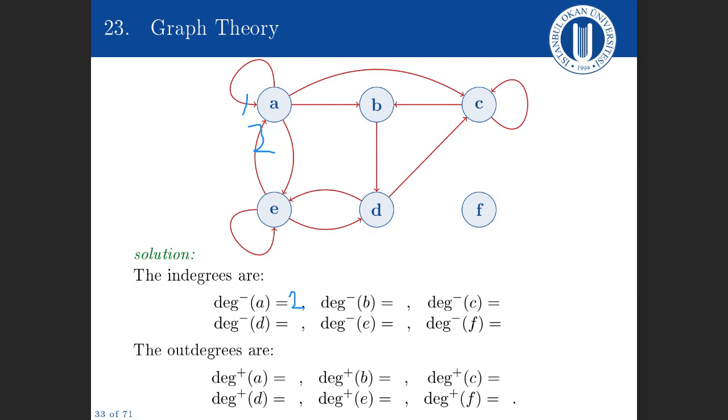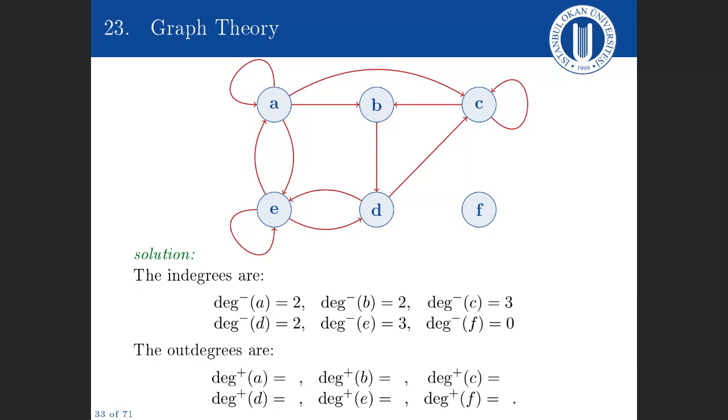Vertex B, how many arrows point at B? 1, 2. The in degree of B is also 2. C, 1, 2, 3 arrows pointing towards C, so the in degree of C is 3, and so on. The in degree of D is 2, the in degree of E is 3, and the in degree of F is 0.